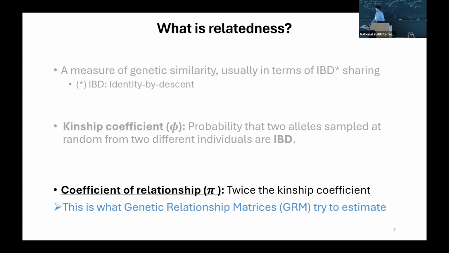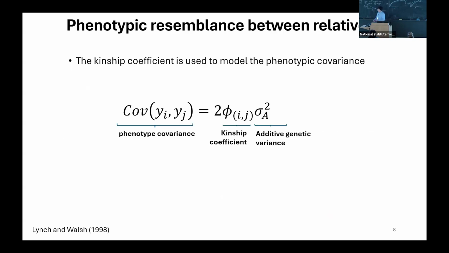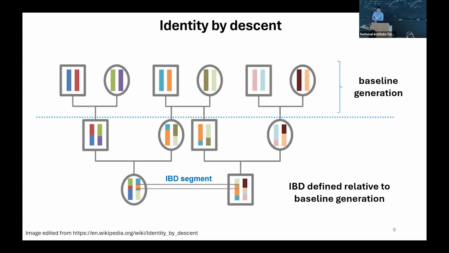And this is what the genetic relationship matrices that we use in GWAS usually try to estimate. And why do we care about relatedness? Because this is what allows us to model the phenotypic covariance between relatives. However, the traditional definitions of relatedness are in terms of identity by descent. And as we know, in these traditional definitions, we assume that beyond a baseline generation, there's no more similarity between any individuals. So all the chromosomes in this baseline generation are different from each other. So we cannot measure in this framework more similarity beyond this baseline.